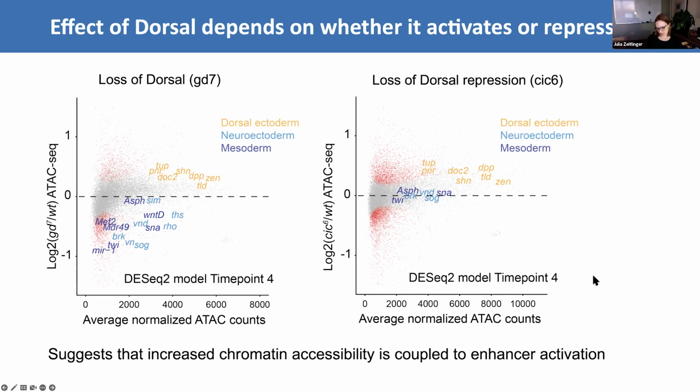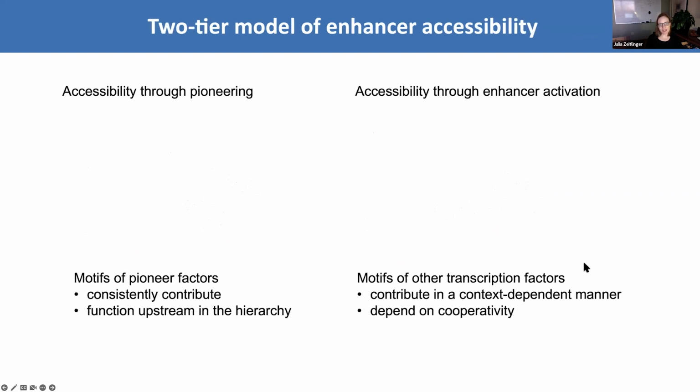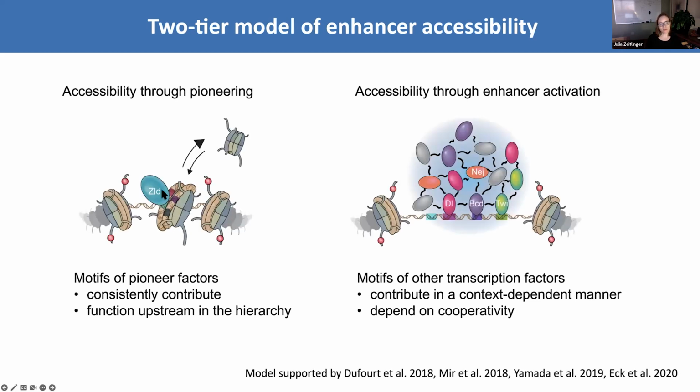We validated this in different ways, but to just show the model of how this works: I showed you, first of all, that pioneering by Zelda and also by GAGA factor is very consistent. Whenever you have the motif, you have a contribution to accessibility. We know that those factors function upstream in terms of binding, so they have to come first, and developmentally they are usually also present first. That was surprising, because these transcription factors usually bind outside the nucleosome, so it was surprising that they so consistently contribute.